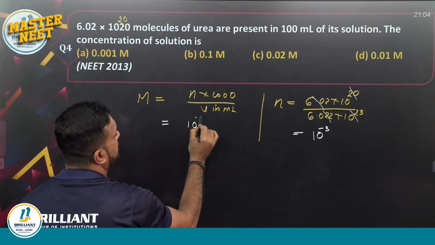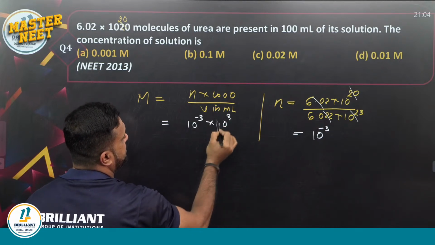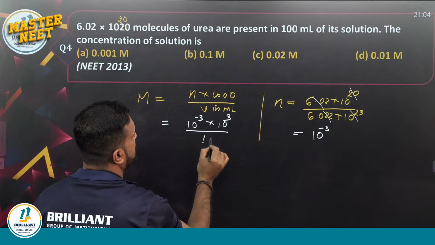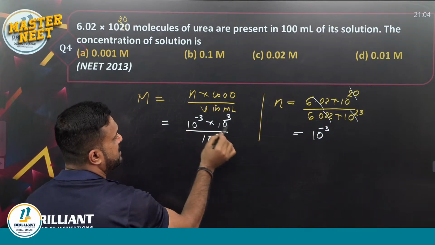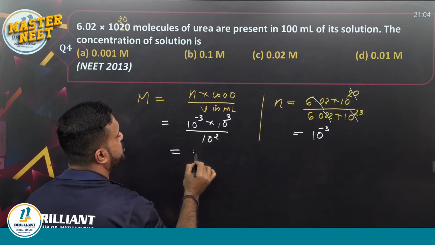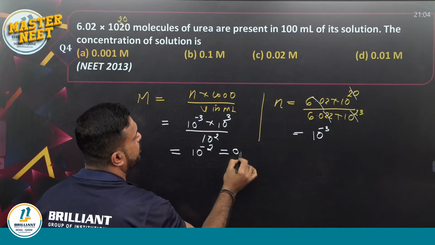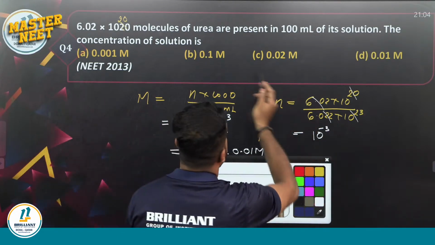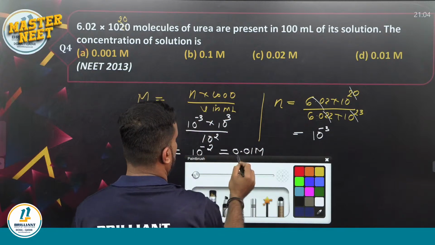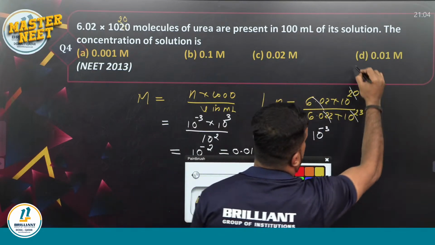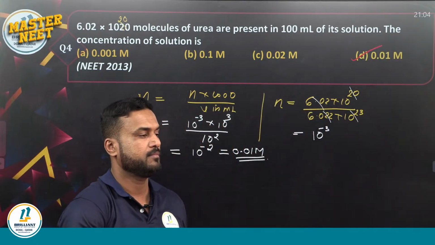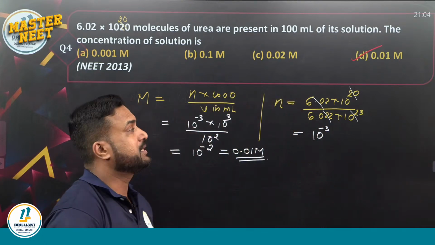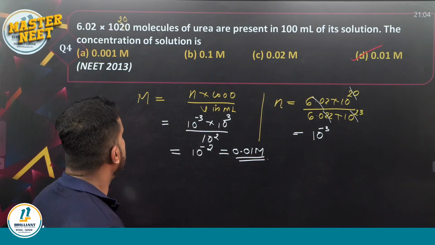So I'll write over here 10 power minus 3 into 1000, which can be written as 10 power 3, divided by the volume. Volume is given. What is the volume? 100 ml, so 10 power 2. When we cancel this one, 10 power 2 comes to the numerator, it is 10 power minus 2, equal to 0.01 molar. So the right answer is 0.01, not 001. Correct option is D. Yes, so the right answer is 0.001 molar.